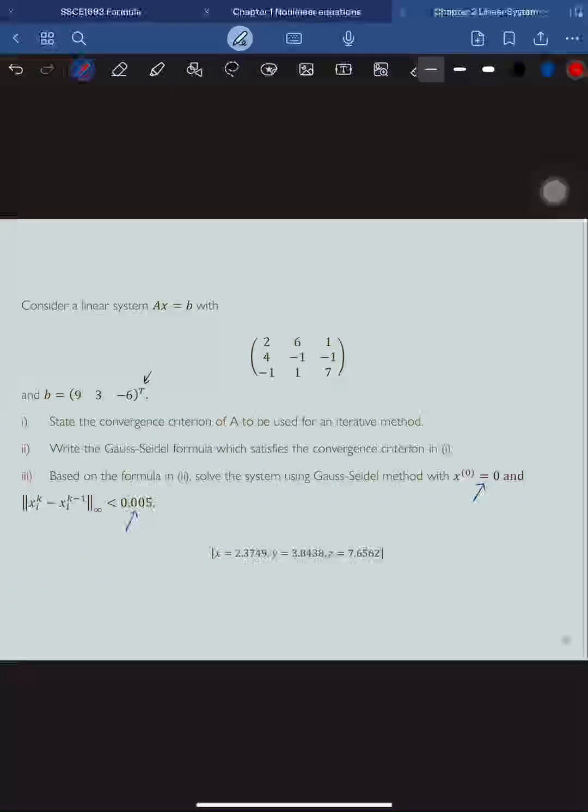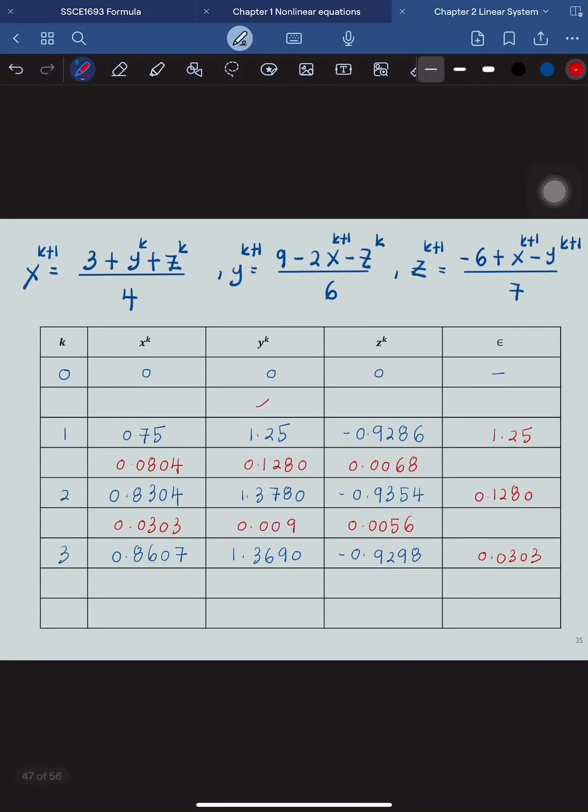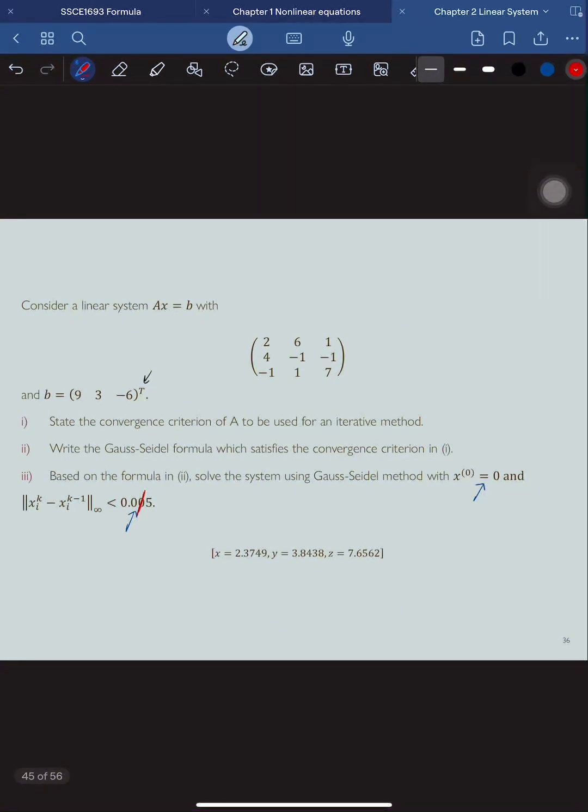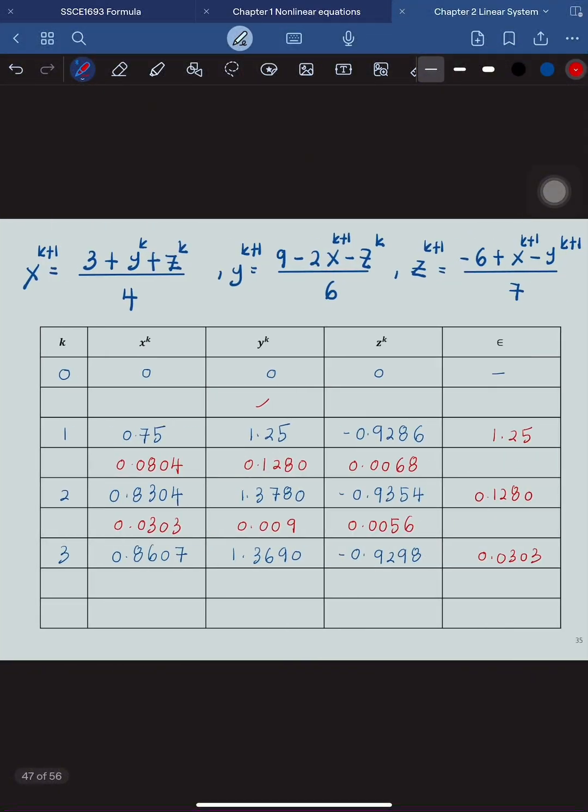If you want to continue, the calculation will be quite large. So can you change the stopping criteria to 0.05 only? Then you just need to stop because it already satisfies the stopping criteria. But if the condition is 0.005, you cannot stop and you have to continue. But I changed the stopping criteria to 0.05 only, so our tolerance is 0.0303.